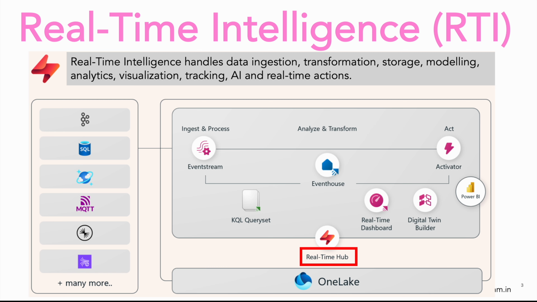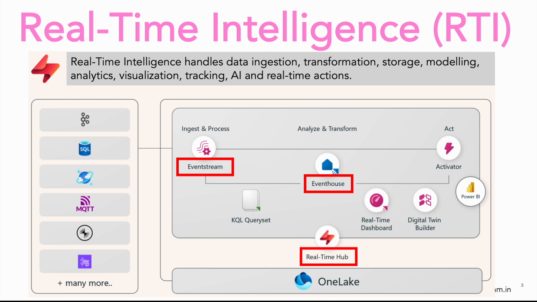Now the components start with Real-Time Hub, as you can see here, which is kind of a catalog for all of these. Then there are other components also like Eventstream, and Eventstream is used to ingest data in near real time. This is not a storage, this is the ingestion layer, just like Kafka. If you have heard about Kafka, Eventstream is similar to Kafka, which is used to ingest data and do very basic level of data processing.